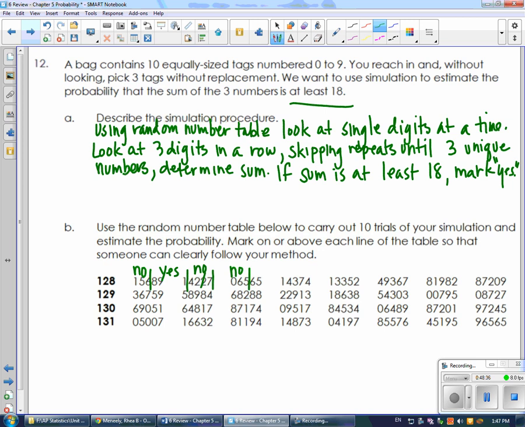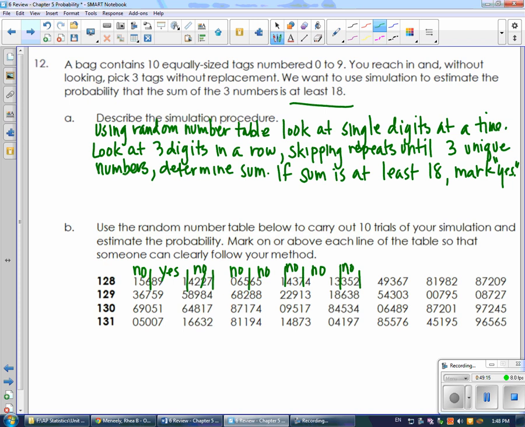6, 5, and 1, 3 unique numbers. When I add them together, I get 12. That is not 18 or over, so I'm going to write no. I'm now on my 5th trial. My 6th trial is 4, 3, and 7. So when I add them together, I get 14. That is not 18 or more, so I'm going to write no. Then I have 4, 1, 3. That's my next trial. When I add them together, I get 8. Again, that is not more than 18. When I look at my next 3 numbers, they are all unique, so I can add them together. I get 10. That is not more than 18, so I'm going to write no.